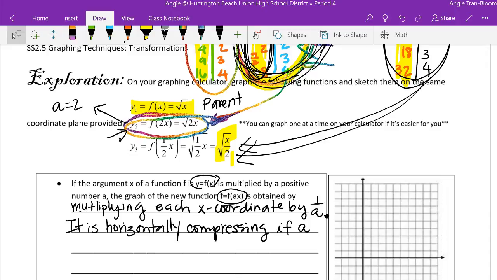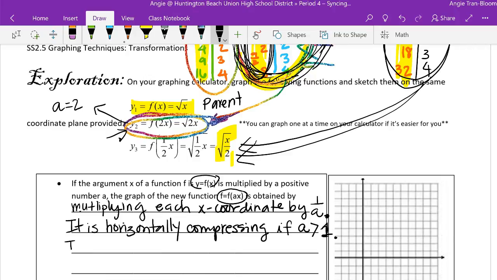Can we agree? But when we say, hey, is that a horizontal compress or a horizontal stretch? Then we're going to say that it's a horizontal compress if a is greater than 1, right? Because on the second equation, a was 2 and your values were half the size, okay?